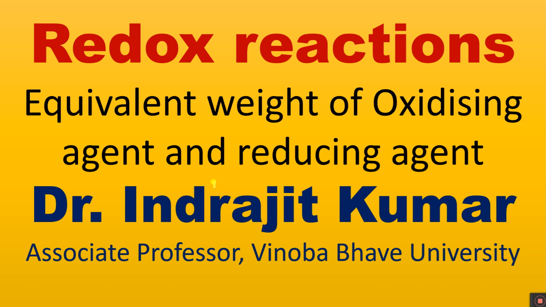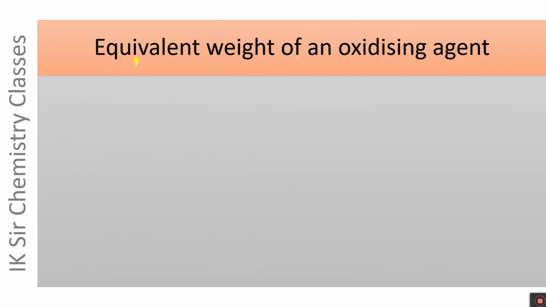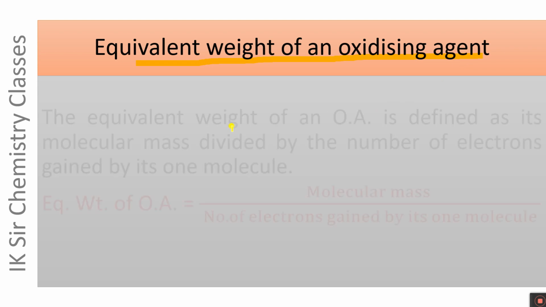In this video, we will discuss equivalent weight of oxidizing agent and reducing agent. First of all, we will see equivalent weight of an oxidizing agent. The substance which oxidizes another substance is called an oxidizing agent, and the oxidizing agent is reduced itself. That is, the oxidizing agent gains electron.